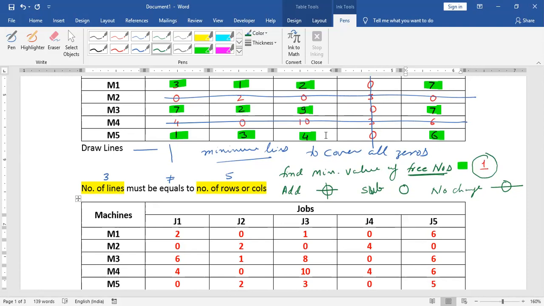So what happened, the number of lines is not equal to the number of rows and columns, and we have to draw the minimum lines. The other problem is what? We have to draw the minimum lines. That is why we do this operation. We find the minimum value of the free numbers and add it where lines are intersecting, and from free numbers subtract it, and if a line is passing, that means there is no change. There is no change, right?